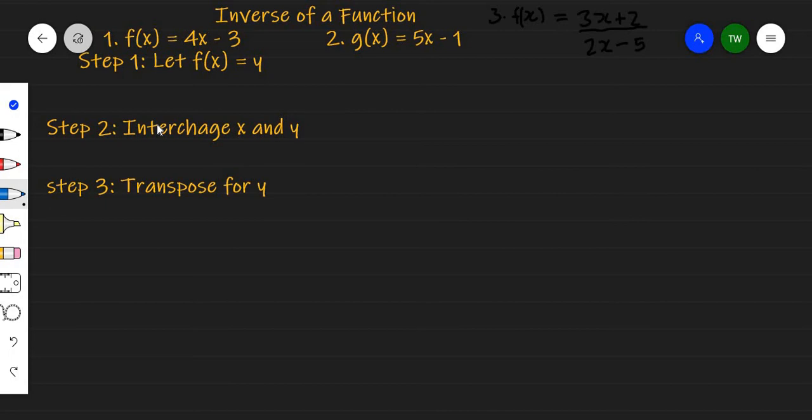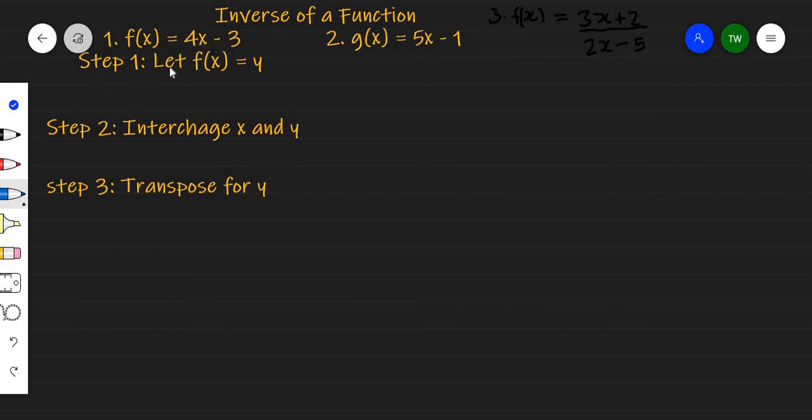In this video, what we're going to look at is how we determine the inverse of a function. So here I have three examples and I'm going to walk you through each of them. Example number one, we have f of x is equal to 4x minus 3.